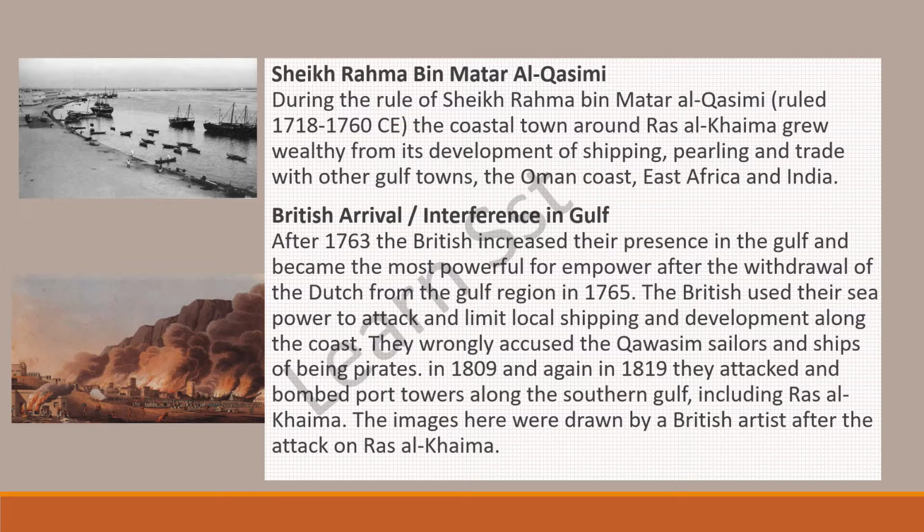So they were called sea dacoits who were looting the ships which were on trade voyages. In 1809, and again in 1819, they attacked and bombed port towers along the southern Gulf, including Ras Al Khaimah. The images here were drawn by a British artist after the attack on Ras Al Khaimah. You can see in your textbook also, you will get a clear view about how much destruction was caused by wrongly accusing the Qawasim sailors and by bombing the region of Ras Al Khaimah by the Britishers.